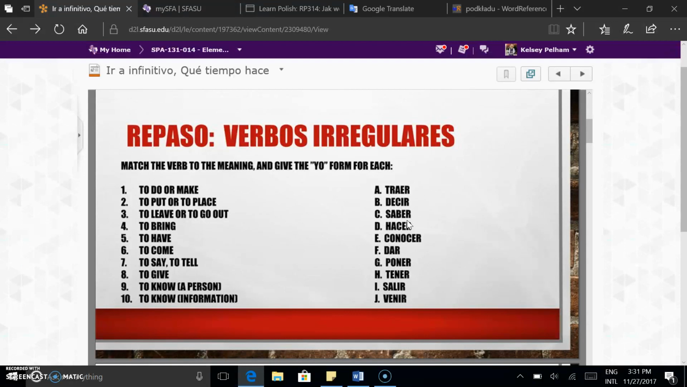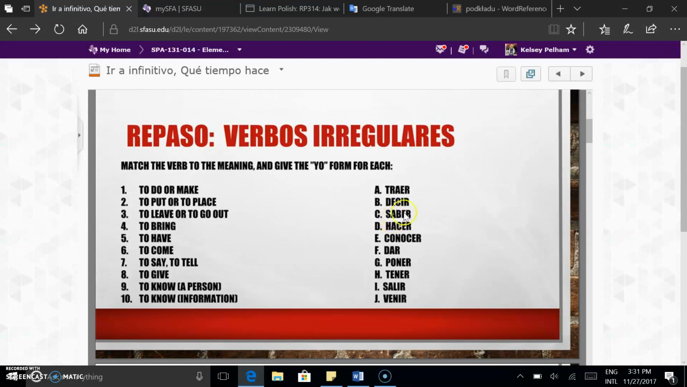And we can also use saber with a verb. For instance, I know how to swim. I know how to speak Spanish. I know how to dance. Sé hablar español. Sé bailar. Sé cocinar. I know how to cook. No sé hablar chino. I don't know how to speak Chinese, for instance.